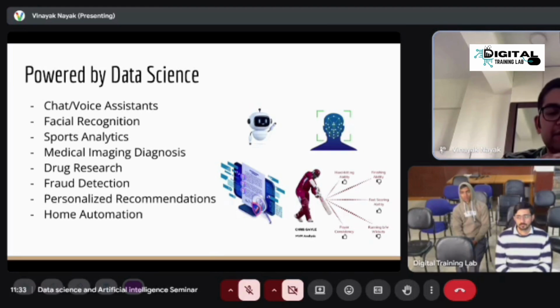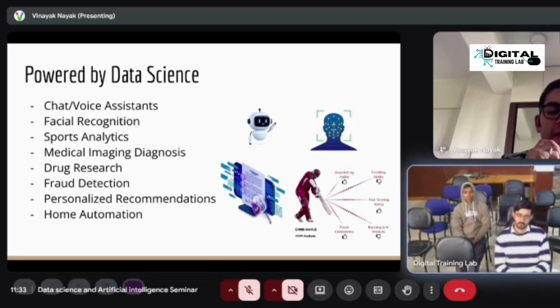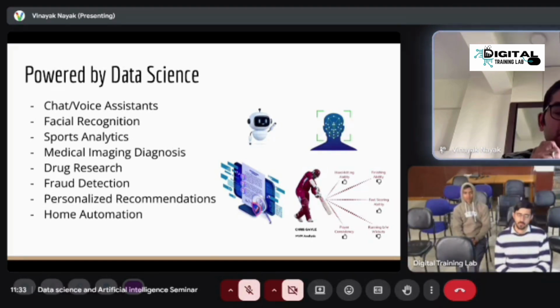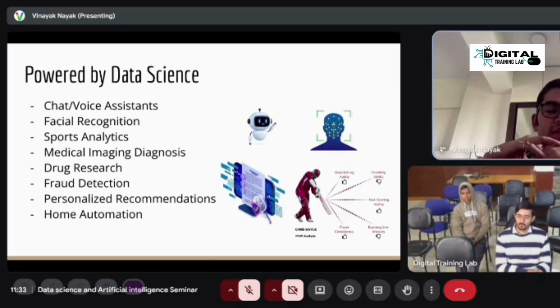Medical imaging diagnosis, basically looking at X-rays and looking at DICOM images and then coming up with some analysis for whether this particular person has this particular defect or that particular defect. I wouldn't say this is 100% accurate, but it gives a very good helping hand to the actual doctors in figuring out what is the condition that the patient might have.